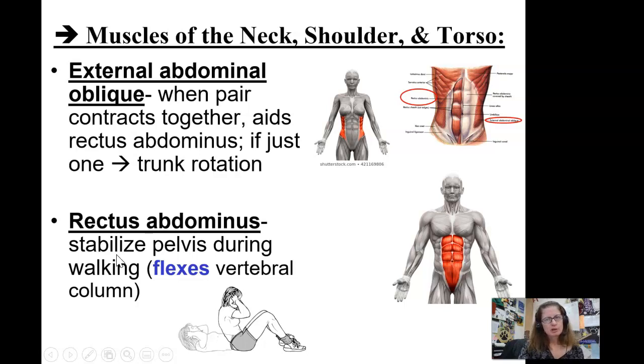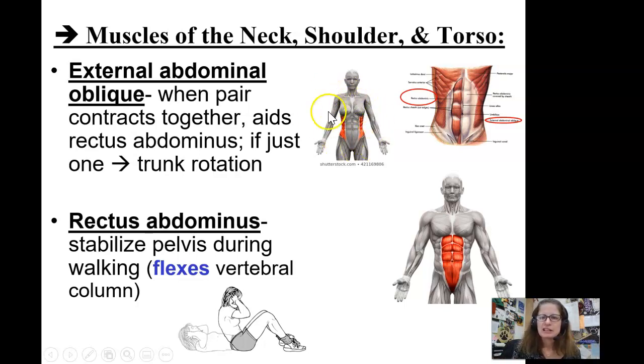The external abdominal obliques, so guess where they are? They're outside. They're the most outside set of muscles. They are in your abdominal area, and they're going at an angle. You can see those are the ones here on the side. So if you were twisting back and forth, each one would be engaging one right after the other.